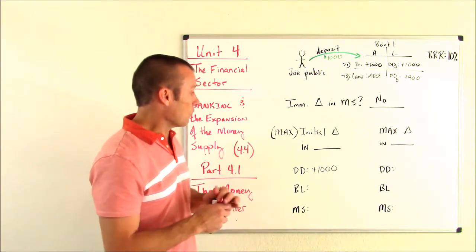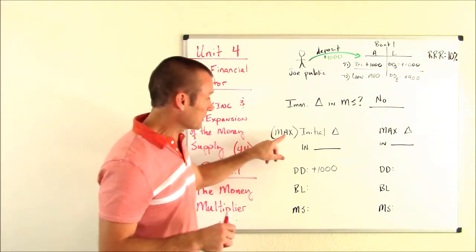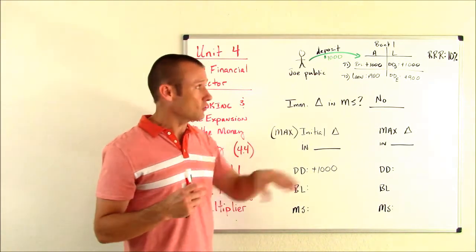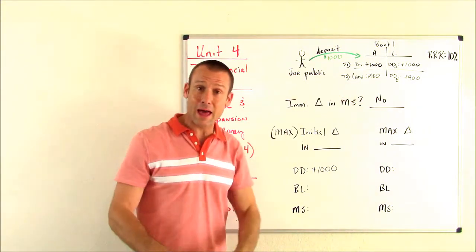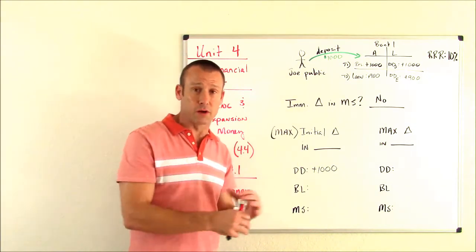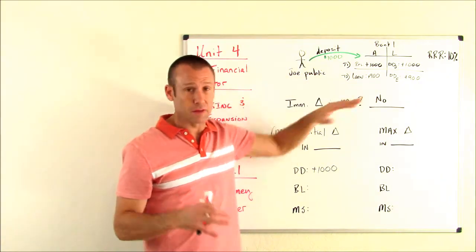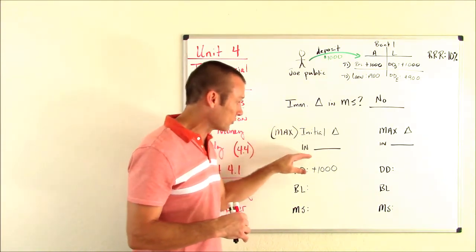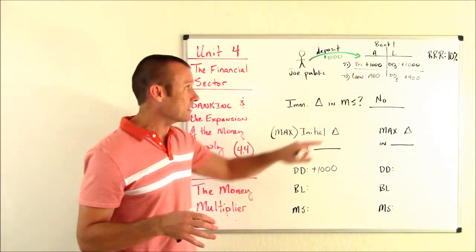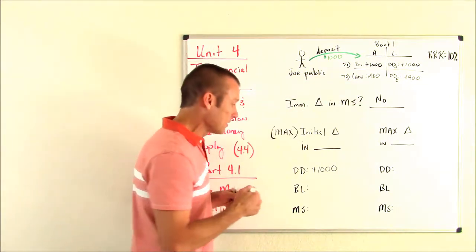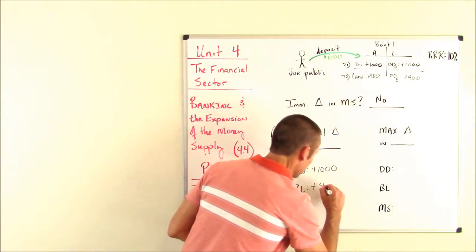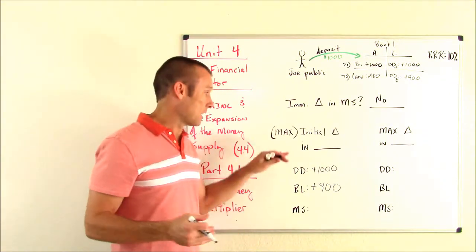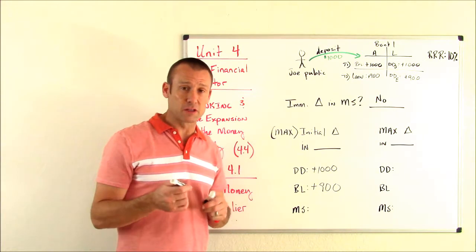Bank lending. Now this time I need the word max. What's the max initial change in bank lending? Why do I need the word max? Because the initial loan could have been $900 or less, okay? They don't have to lend out all of their excess reserves. The maximum that they can loan out is $900. So I need that word maximum. The maximum initial change from this deposit was $900. What is the maximum initial change in the money supply?